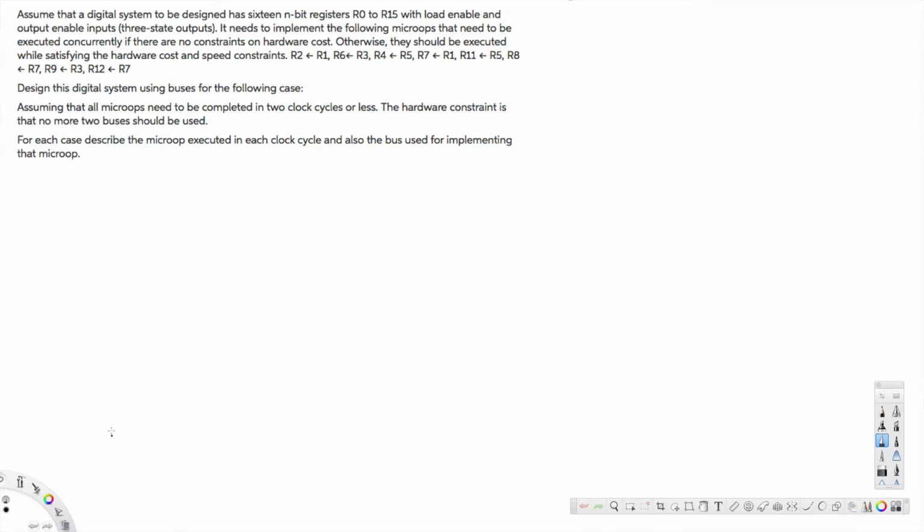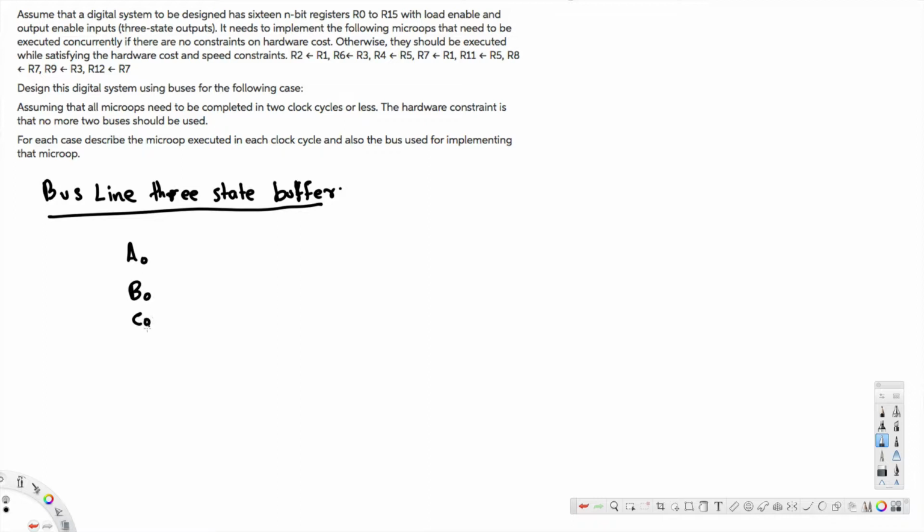Now first I'm going to draw the bus line. 3-state buffer, 3-state buffer. It's going to look like this. First we have A0, B0, C0, D0, and we connect all of them like this.